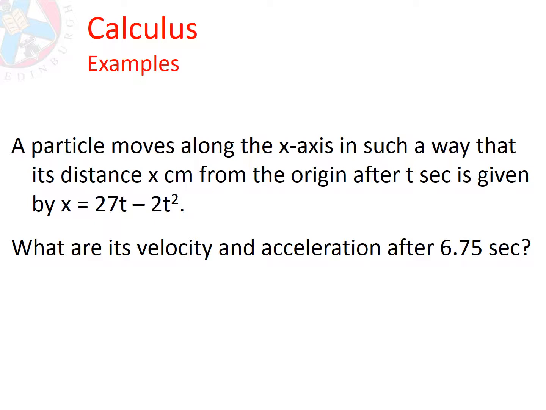So if we differentiate the equation for the velocity, 27 is just a constant. If you differentiate a constant, this part of the equation becomes 0. We've got minus 4t, so imagine that's t to the power of 1, bring that down to the front, so that's just minus 4. Minus 4 times 1 is minus 4, and that's t to the 0, which goes away. So our acceleration is minus 4. So that's a deceleration.